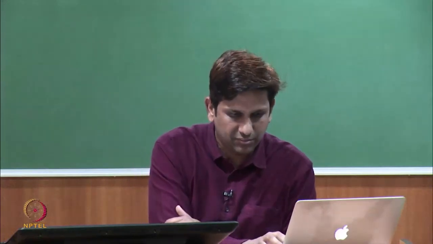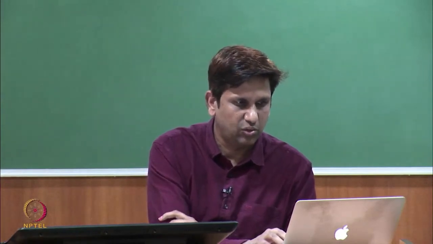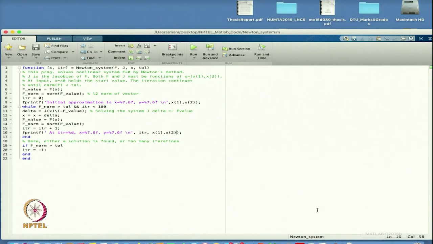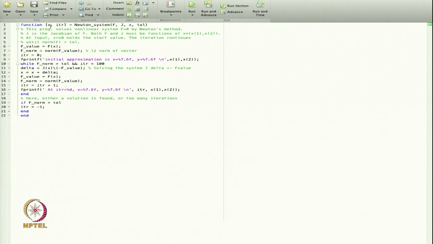So, today I have already made the code for you, because now we are familiar with how to write a code. So, let us start with the code I have made. This is the code I have started with. That is the function value, and it gives you the x and iteration.